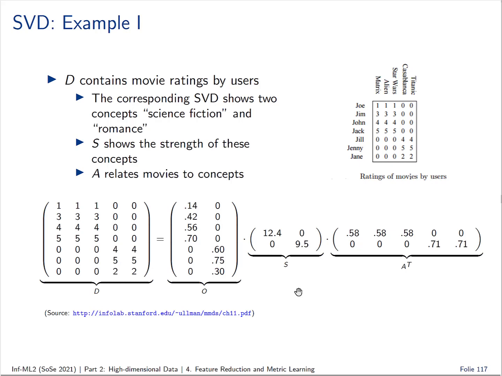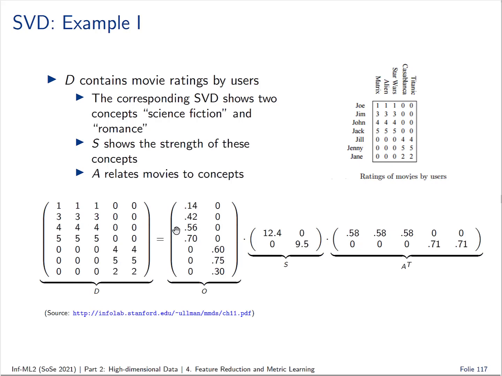And U actually tells us the relationship between the users, the rows, and these 2 concepts. We see that Joey supports the first concept, not too much, but at least he supports it. He doesn't support the second one, obviously, which is these zeros here. Then Jim supports the first concept a little higher, and also not the second concept.